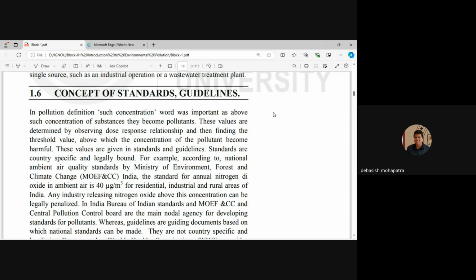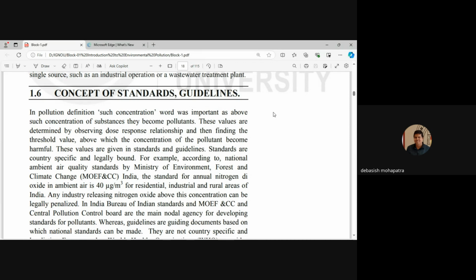So you cannot emit such a high concentration. If you are emitting, then you will have to be punished. But the problem in India is nobody is punished if you have money.